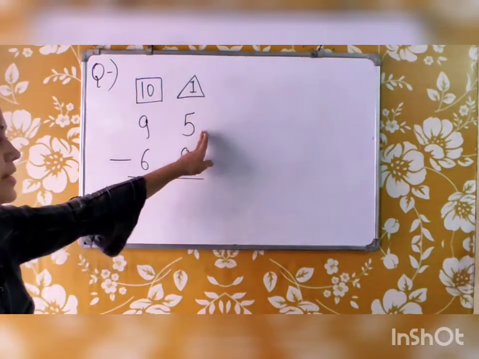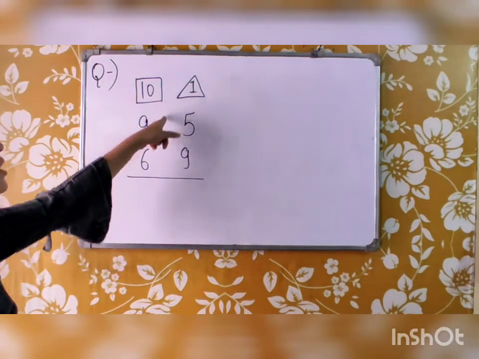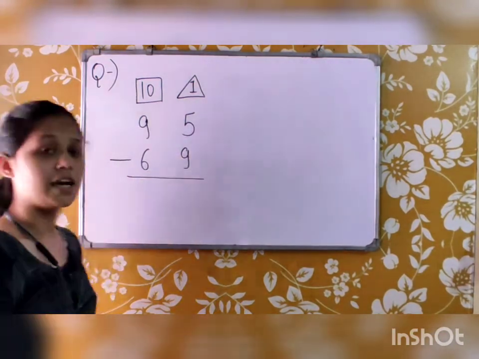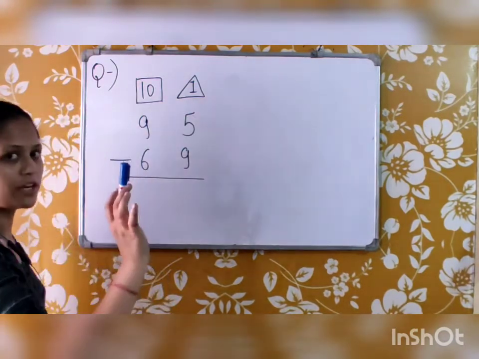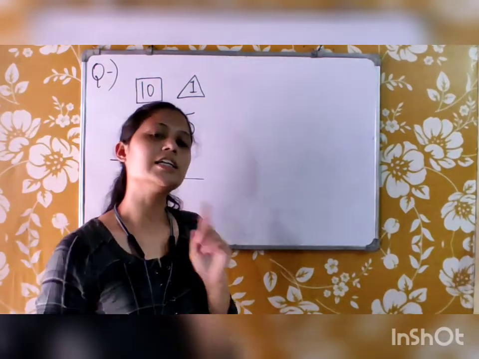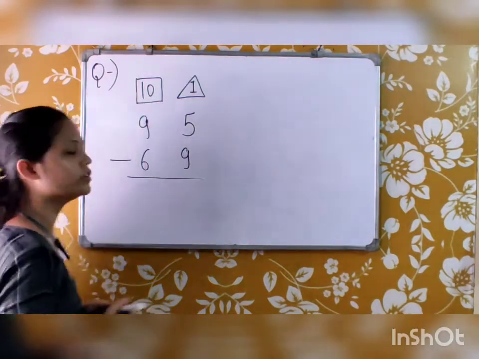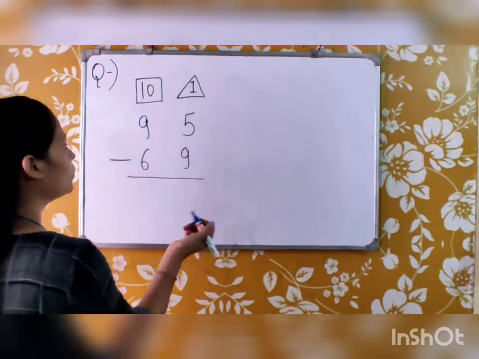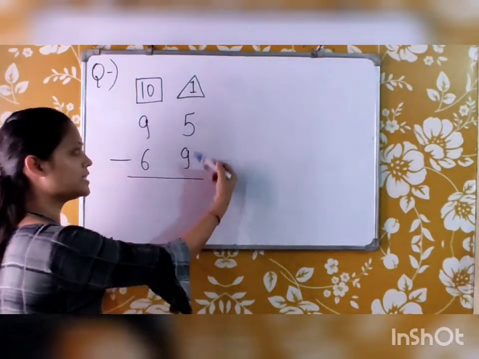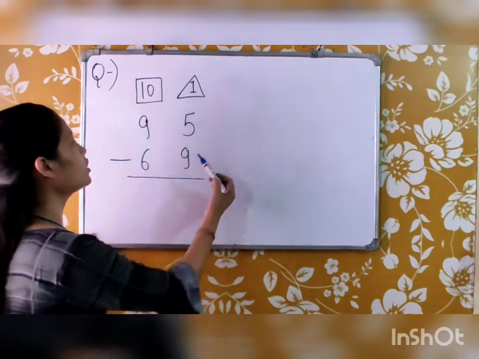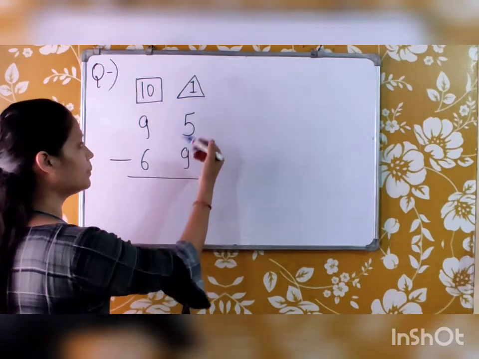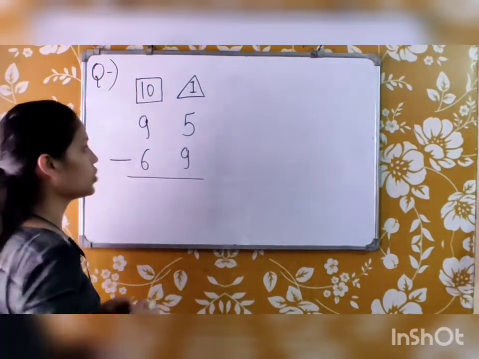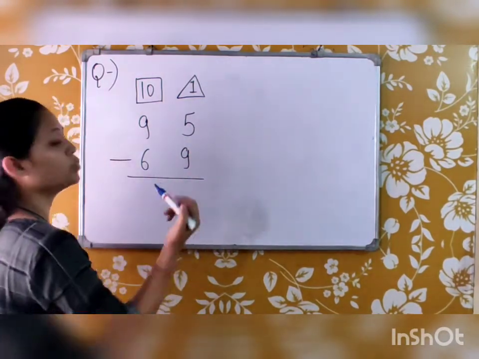In ones place 5 and 9 are written, and in tens place 9 and 6 are written. Now we will not use these place values. We will directly minus it. How? See, if I minus 9 from 5, I cannot do that, because 5 is a smaller number and 9 is a bigger number. So I can't minus 9 from 5. So what will I do?